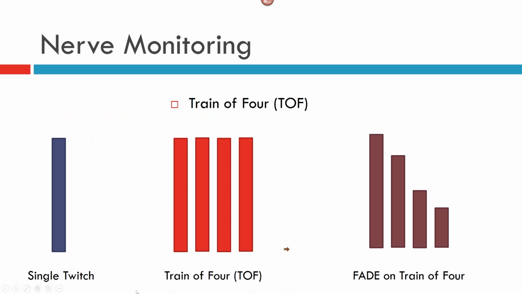So the single twitch is a single twitch, and train of four is the middle. We use the same single twitch, and we stimulate 4 times with a 2 hertz stimulation. And if you see the right side, you can see the fade. And if you see the fade, that means we are using deep non-depolarizing muscle relaxation.